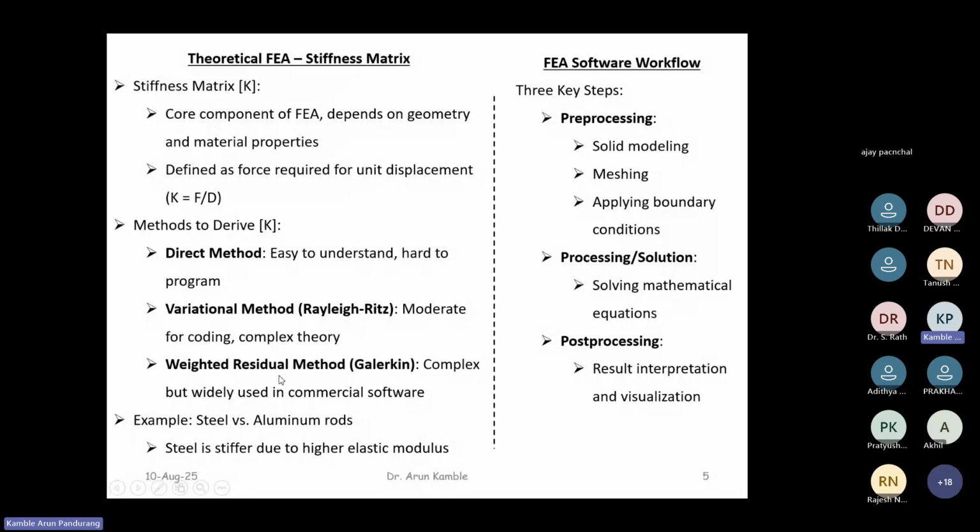The third one is the weighted residual method, which is generally also called the Galerkin method. In FEA we generally use the Galerkin weighted residual method, and it is complex, but we use it widely in commercial software. One example to correlate stiffness of material is steel versus aluminum rods. If you see here, the steel is steeper due to the higher elastic modulus. So this is one example, and the second one is a finite element software based workflow.